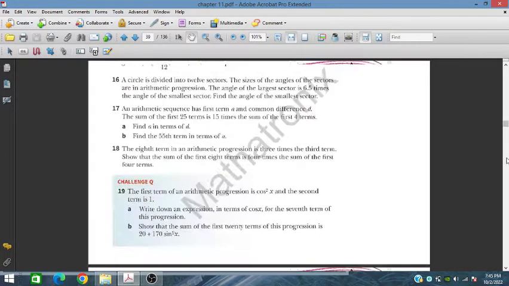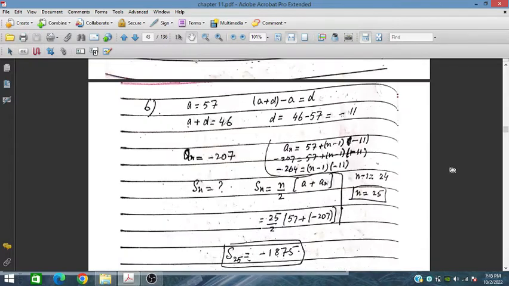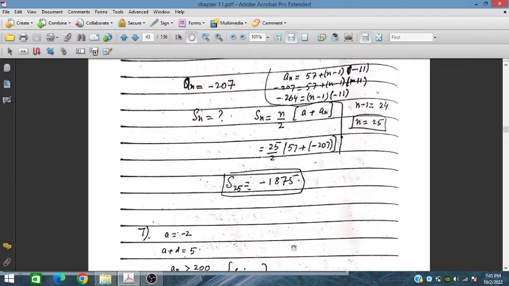So we are given these two values and we have to find the difference. So A is this, A plus D is 46. So A plus D minus A is equal to D. So the difference of these two is the difference D, and An is given as 207. From this 207 we can obtain the value of N, which is 25, and placing the value 25 we can obtain S equal to this. This is easy.